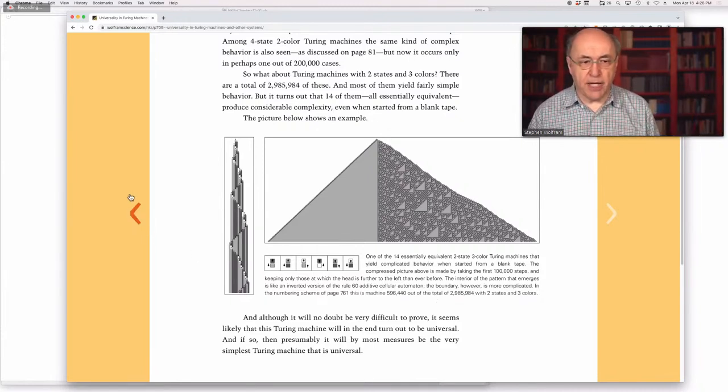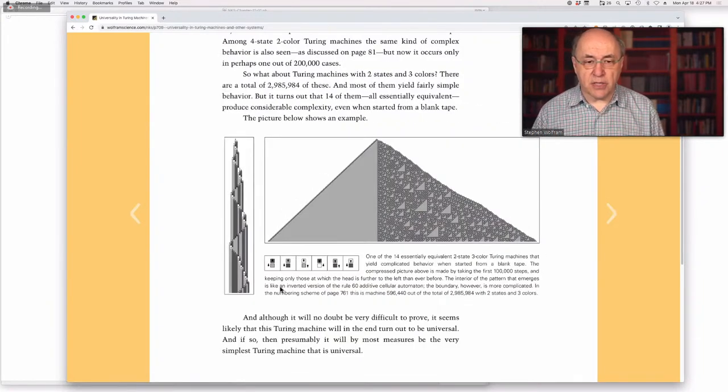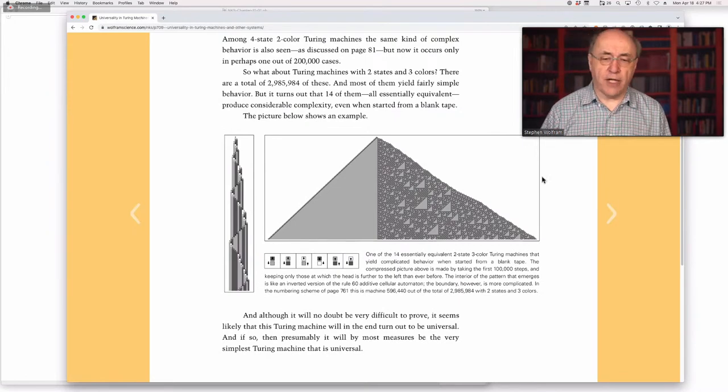The ones I showed on the previous page were, I think, 2 states and 4 colors. Okay. This is now 2 states and 3 colors. And it is the simplest Turing machine that does not have obviously simple behavior. It is the simplest rule where the overall behavior of the system is not obviously simple. So here it is doing its head going back and forth kind of behavior. Here it is compressed so that we're only showing in this picture rows where the head has gone further to the left or to the right than it's ever gone before. That's kind of notable, that this looks awfully, awfully kind of cellular automaton-ish.